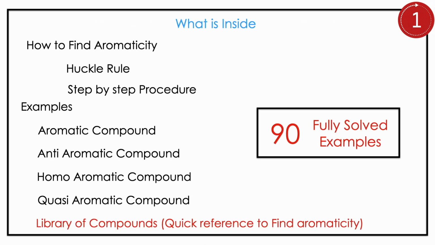What is inside this video? In the first part of the video, we will see how to find aromaticity. We will go through Huckel rule and the step-by-step procedure to identify aromaticity. Examples mostly include aromatic compounds, anti-aromatic compounds, homoaromatic compounds, and quasi-aromatic compounds. We are going to see 90 fully solved examples for competitive exam advantage. So stay tuned.